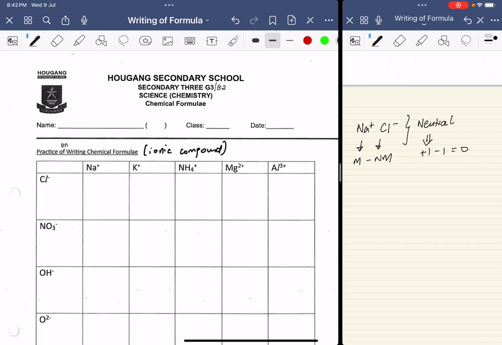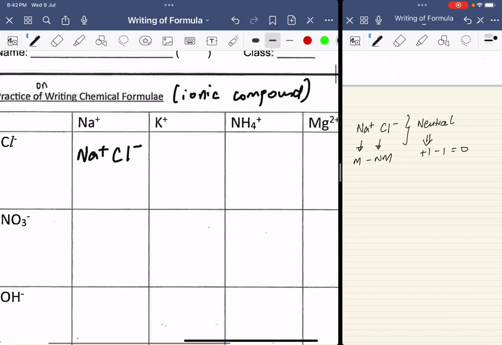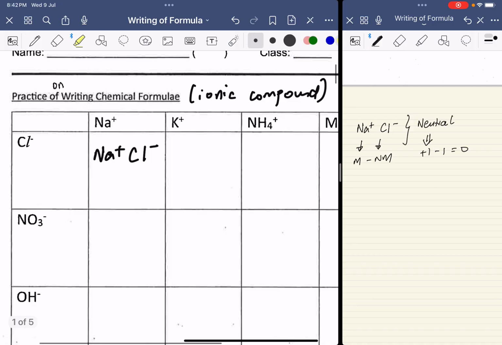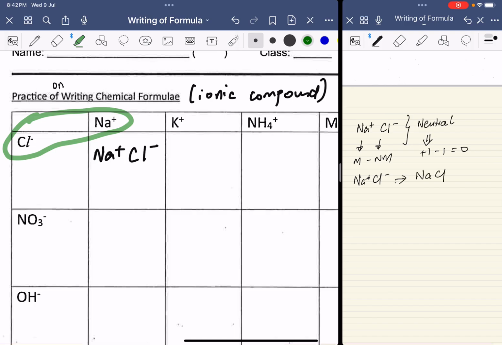So I'm going to show you how you write your formula. Once you do this, you don't need to go through the step that I go through now. Now is familiarization of writing your chemical formula. As you look at this, you see sodium and chlorine. Sodium will come first, followed by chlorine, because sodium is metallic. Once you see that the sodium exactly balances the chlorine, your formula will be written as NaCl. So your answer will be NaCl.